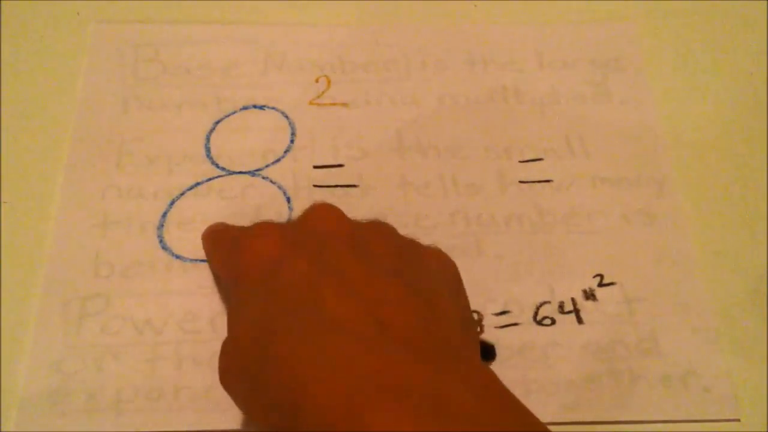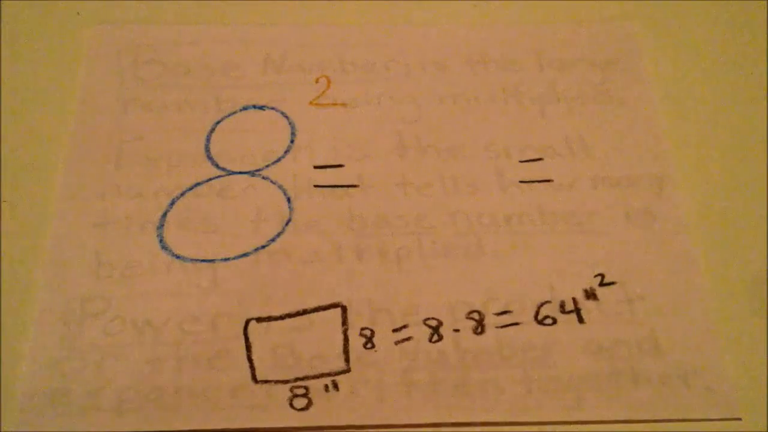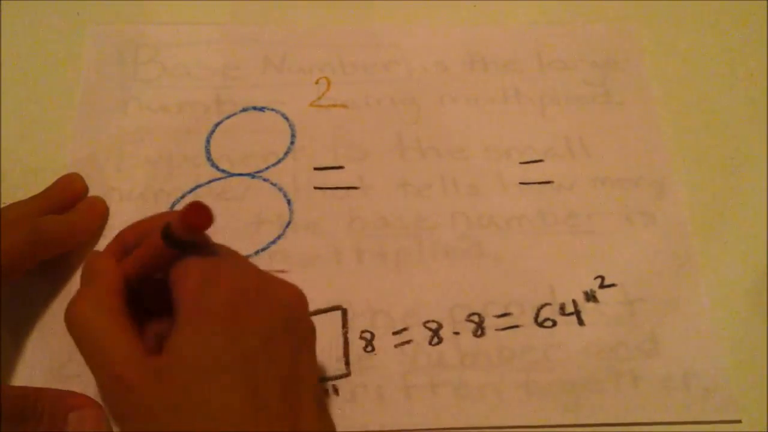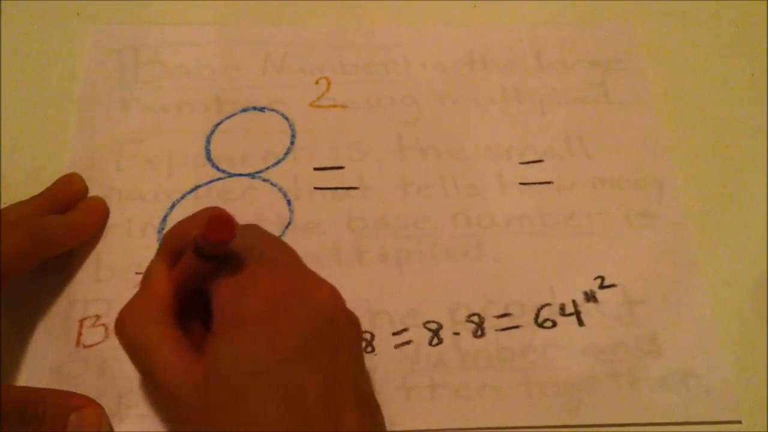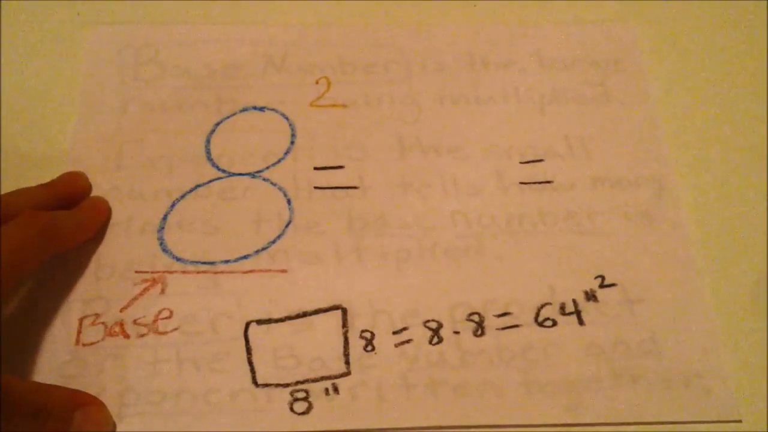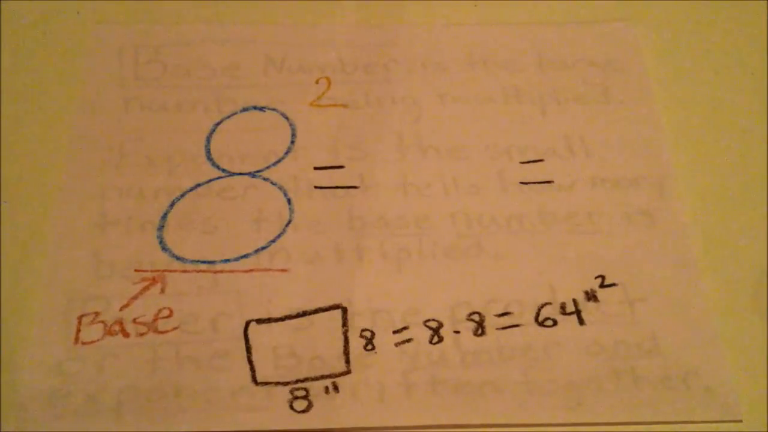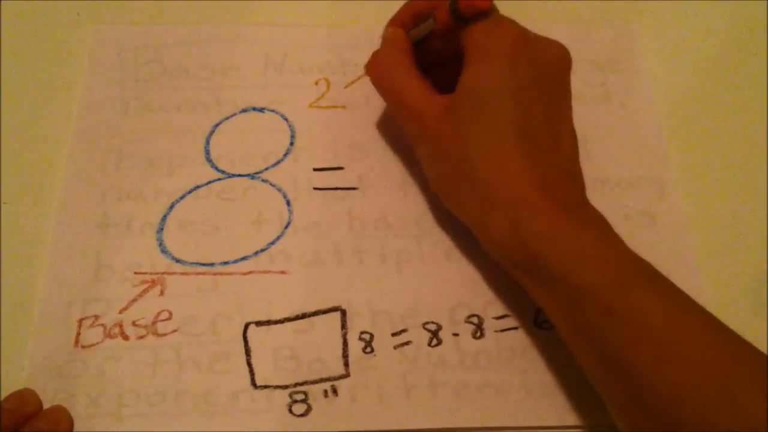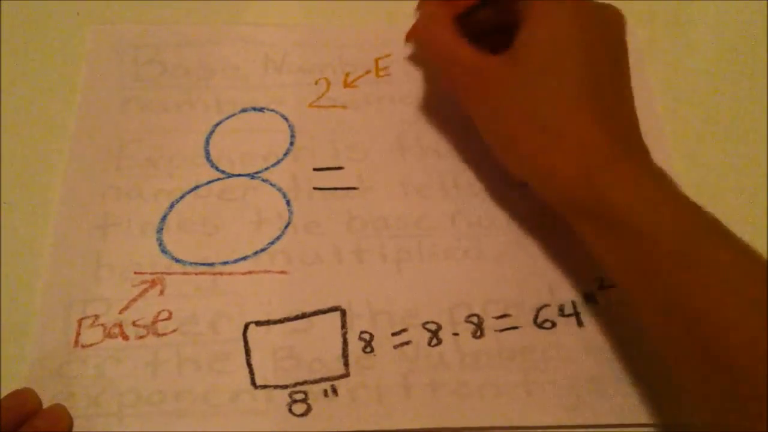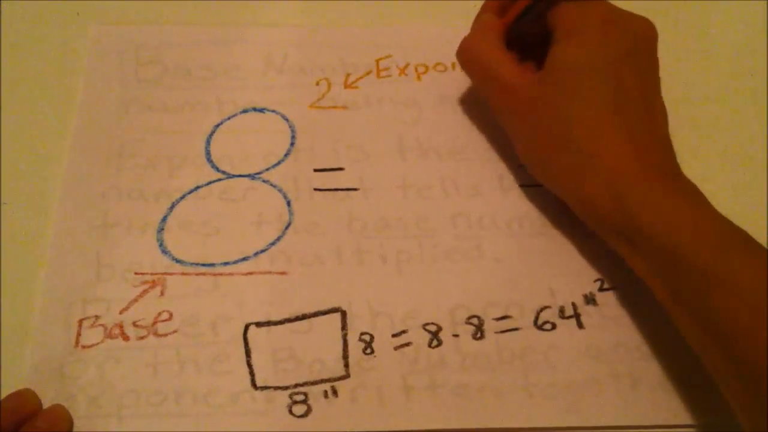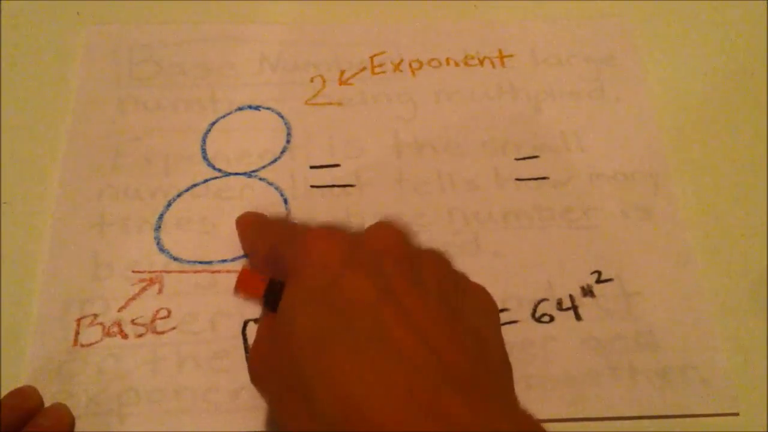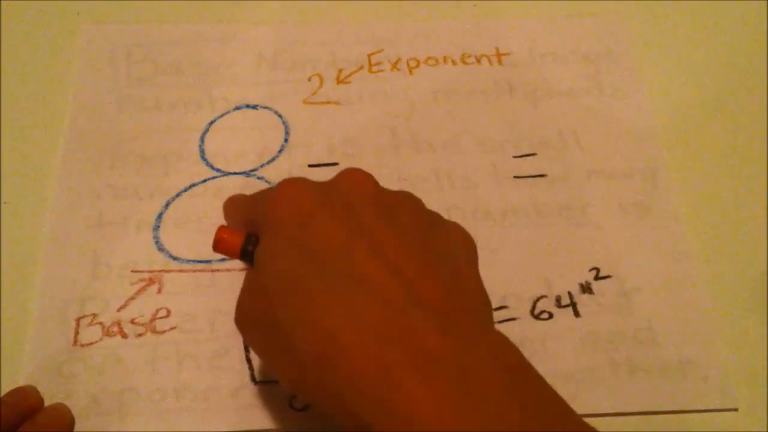Now, this large number 8 is called your base number. And the smaller number up here, the 2, is called your exponent. The base number is the number being multiplied. The exponent tells you how many times you're going to multiply the base number.